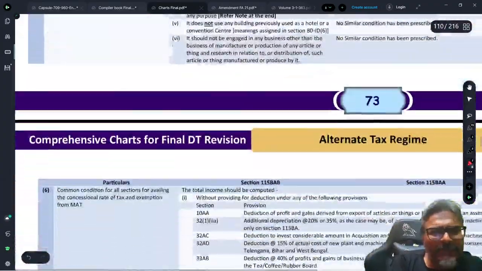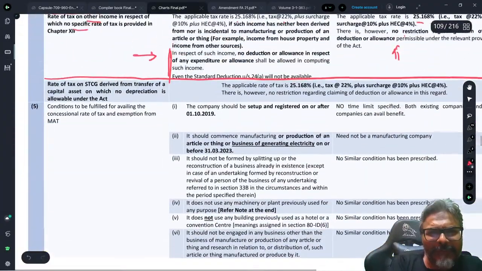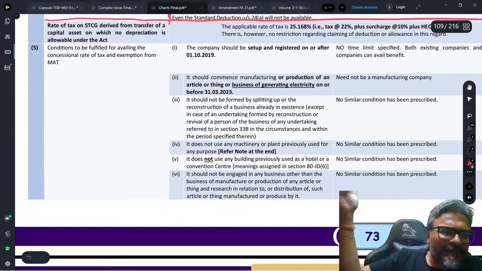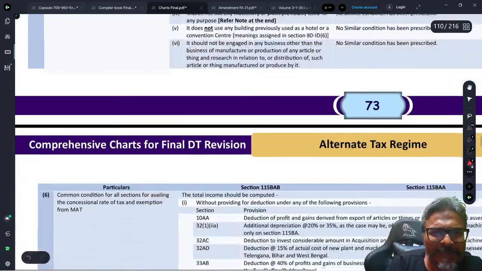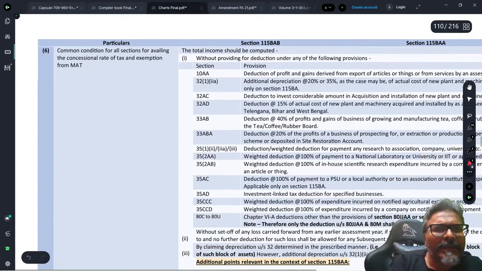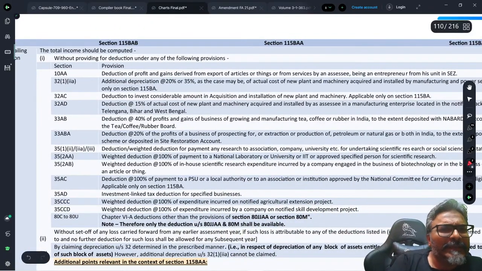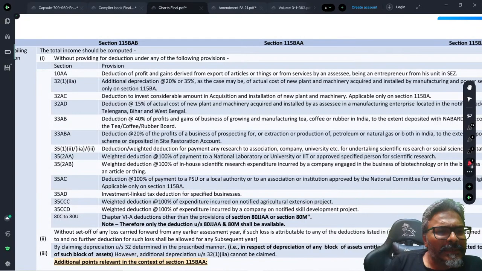Apart from that, students, the conditions I will not run through, because every one of you is aware of them, such as that it should be set up and registered on or after 1st October 2019. Now, obviously, whether it is 115BAB or 115BAA, they need to forego some big deductions. Even that list is known to you.